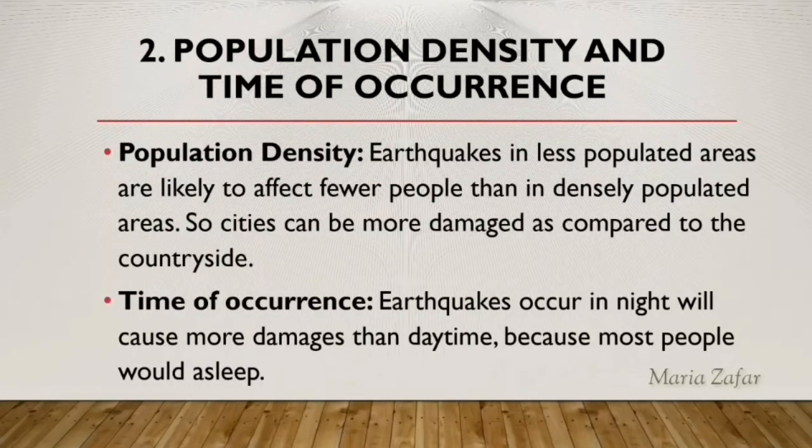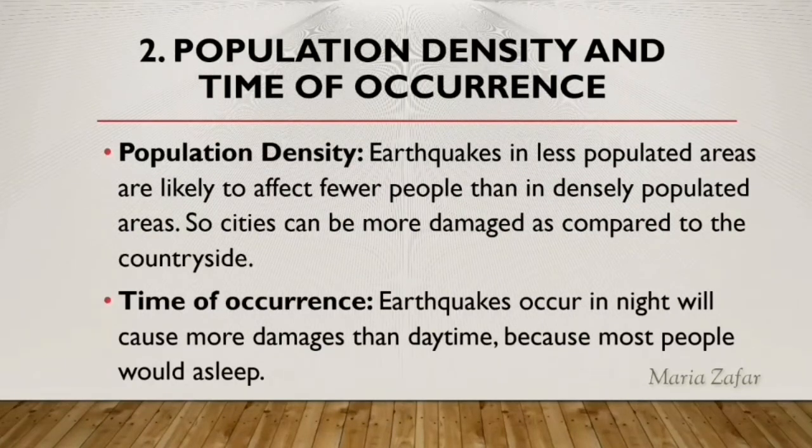The second point, population density and time of occurrence. The first, population density. Earthquakes in less populated areas are likely to affect fewer people than in densely populated areas. So cities can be more damaged as compared to the countrysides. It means where people live in large numbers, these areas will be more damaged as compared to the less populated areas.